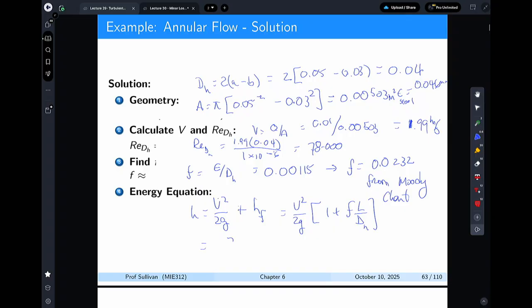And that will equal 3.72 meters. So you can extract all the same thing. I haven't done anything different here than I did with regular circular pipes. I just put in the hydraulic diameter and did everything exactly the same as I did before. Any questions on this? It's all good? All good.